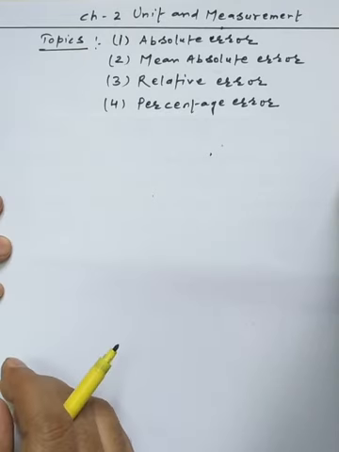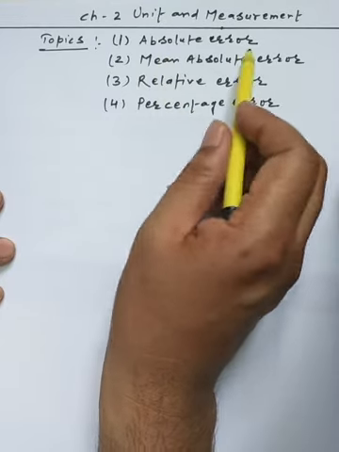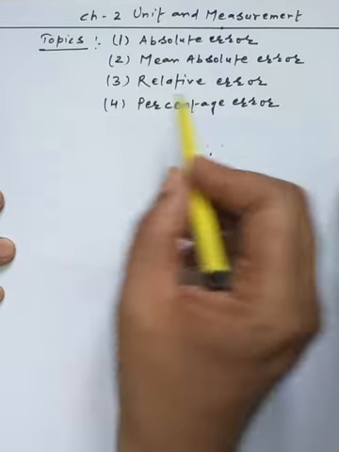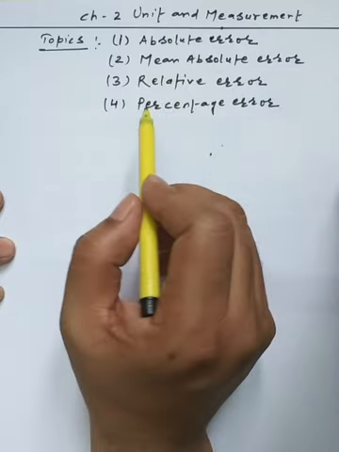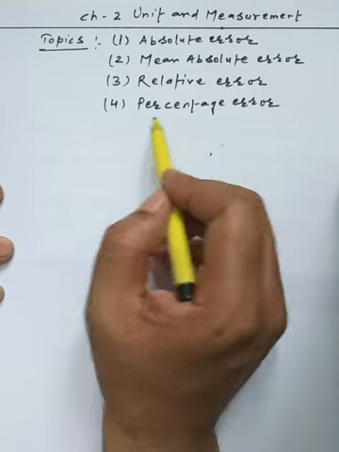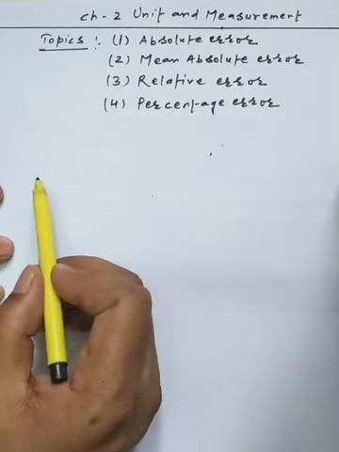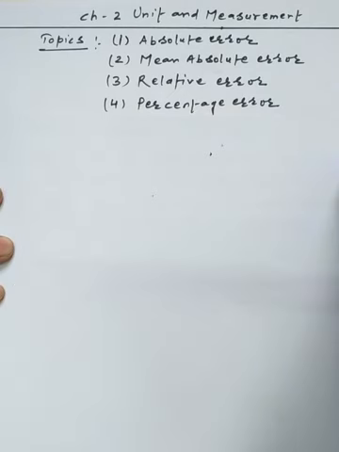Now, dear students, we have chapter number 2, units and measurement, and today we have the following topics: absolute error, mean absolute error, relative error, and percentage error. These are the four topics we have to complete, and on the basis of these topics we are able to solve numericals.